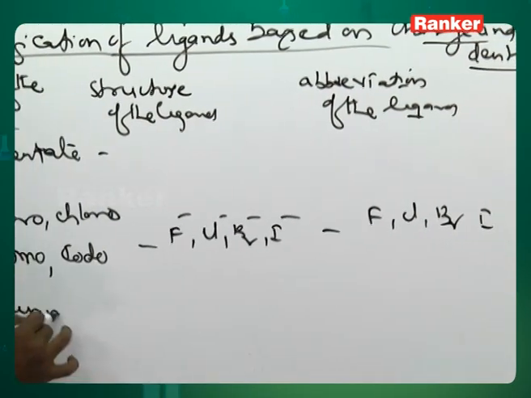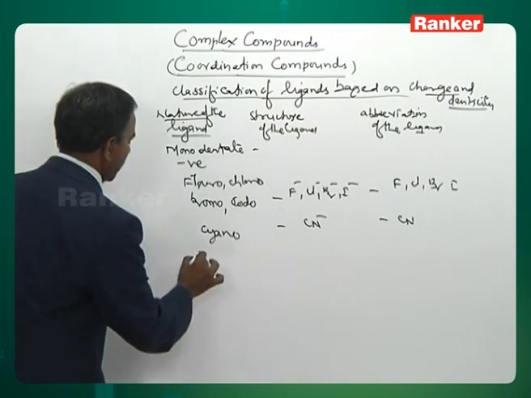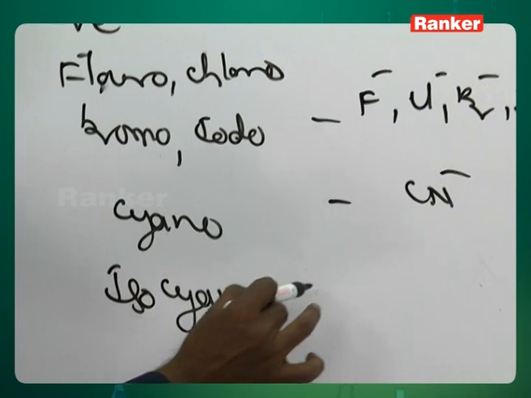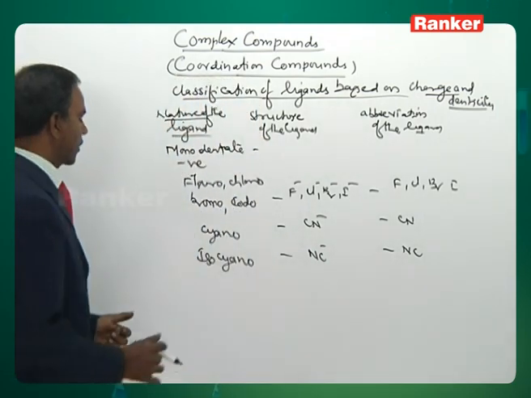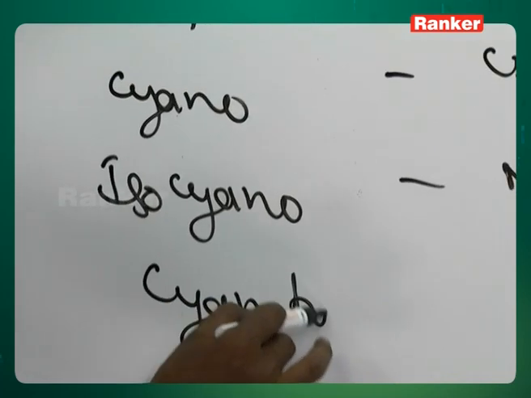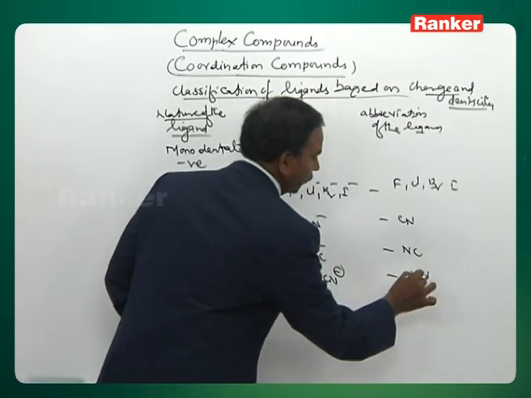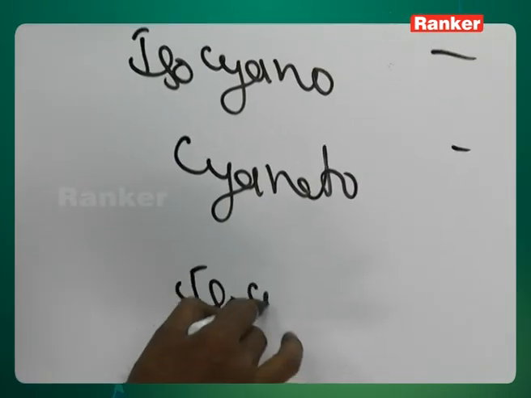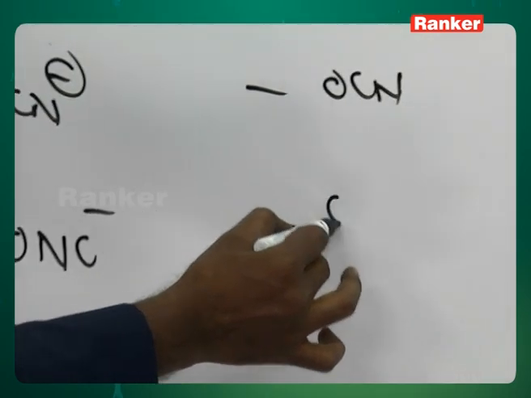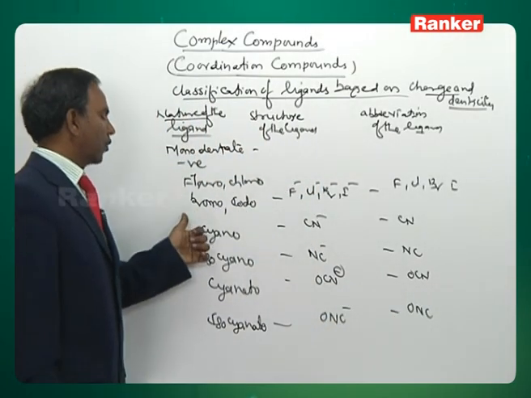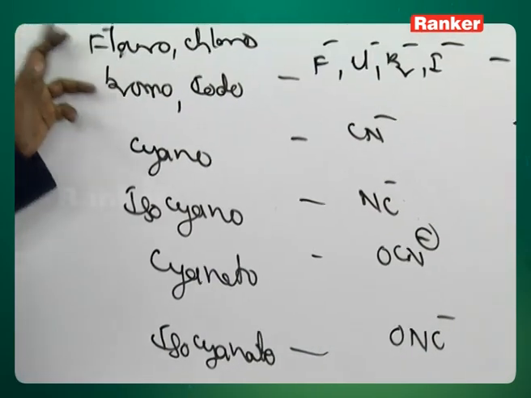Next, let us consider cyano, which is simply CN minus. Isocyano is NC minus. Next, cyanato is OCN minus. Isocyanato is ONC minus. Like this, fluoro, chloro, bromo, iodo, cyano, isocyano, cyanato, and isocyanato are some of the monodentate negative ligands.